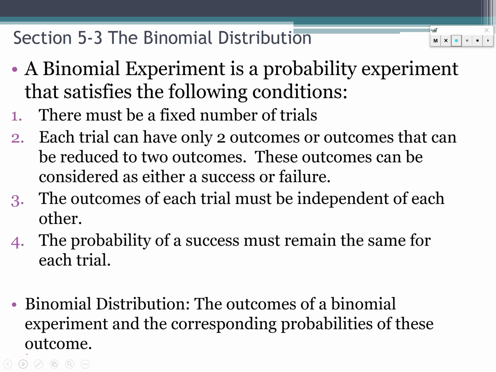Now, if we have a binomial experiment, we take the outcomes of the binomial experiment and their corresponding probabilities, and we create what's known as a binomial distribution. So we've created probability distributions. Now this one is a very specific type. For our binomial experiment, everything has to be satisfied. We know we have a binomial experiment we're dealing with, and then we're using the corresponding probabilities of the outcomes of that experiment.